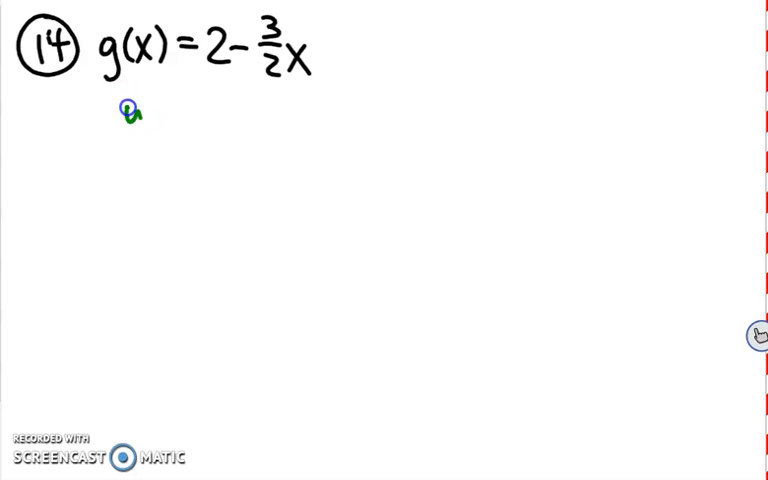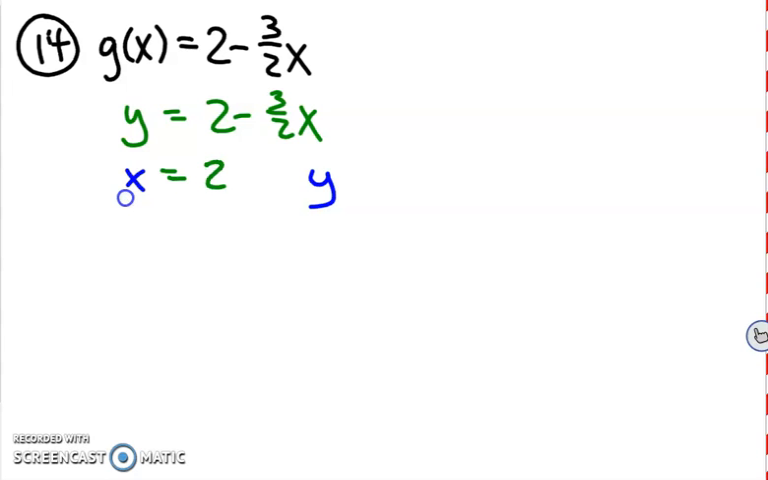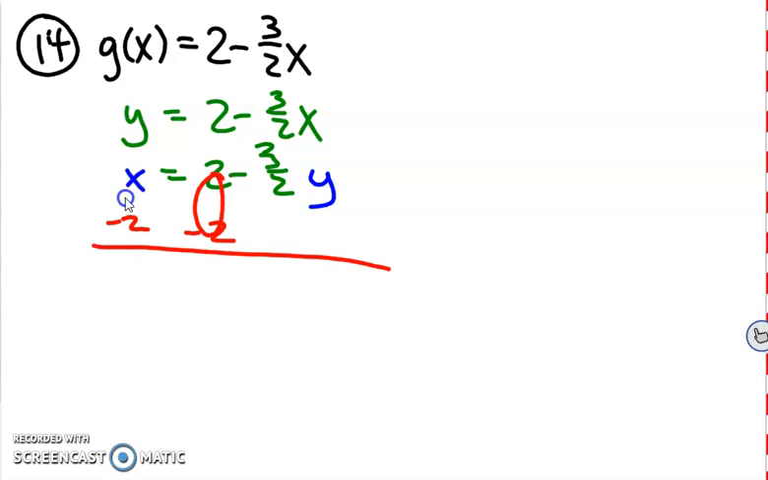All right, so first step is to replace g of x with a y. We're going to exchange the x and the y. This problem will look a lot like the previous problem. So the first step is we're going to get rid of the positive 2 by subtracting by 2, makes it a value of 0. So x minus 2 is equal to negative 3/2 times y.